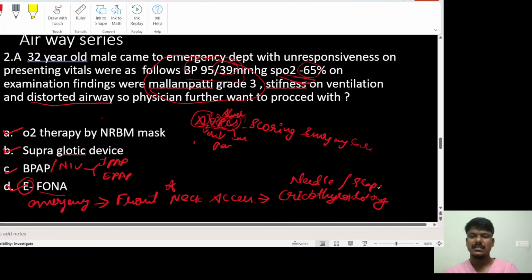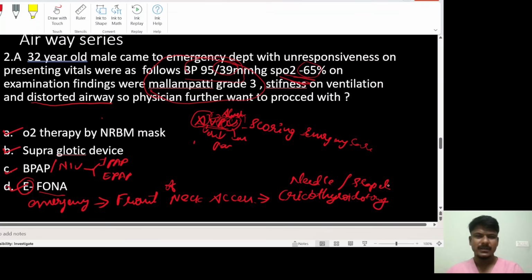scalpel. See, the patient is unresponsive, BP is crashing, SpO2 is coming down, and Mallampati is grade 3. Can you intubate the patient? Just think for a while, all of you. Take some time and think here. BP is crashing, SpO2 is down. Are you able to intubate the patient? Yes? No?